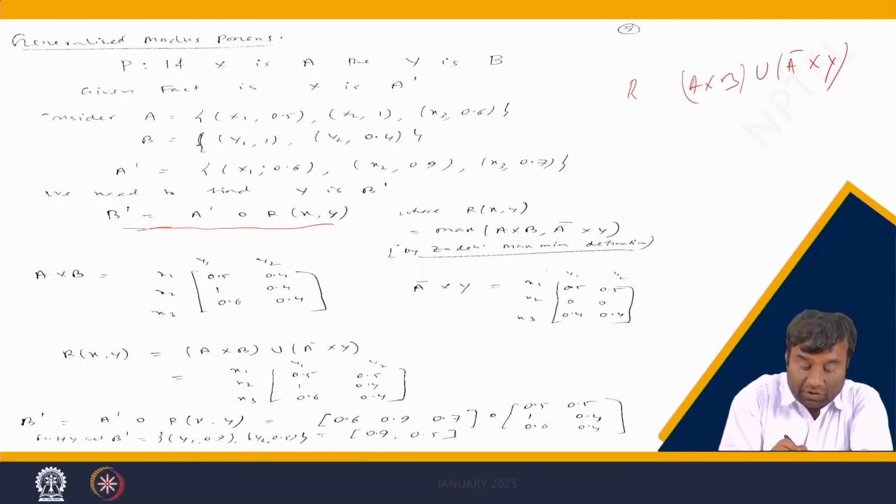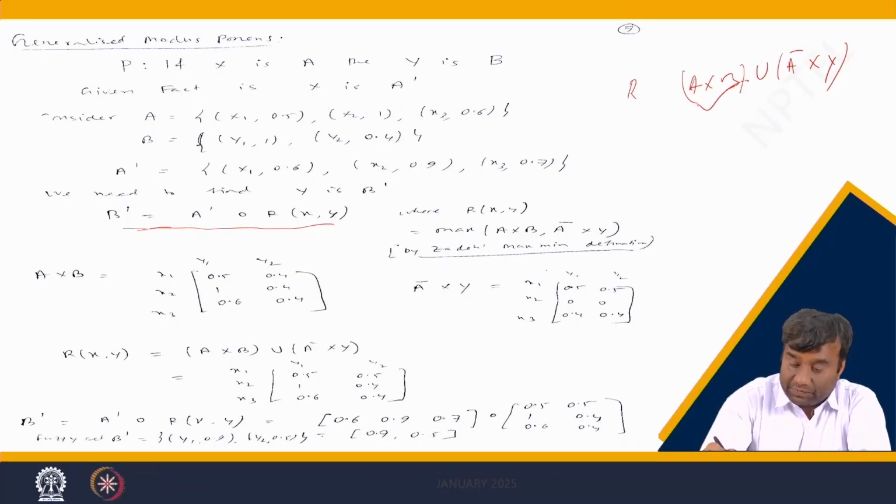Now A cross B, so find the minimum value. In the row you will find x1, x2, x3. In the column you will find y1, y2. Take the minimum value: 0.5, 1, 0.5, 0.4, 0.6, 0.4. So we find this part, A cross B.